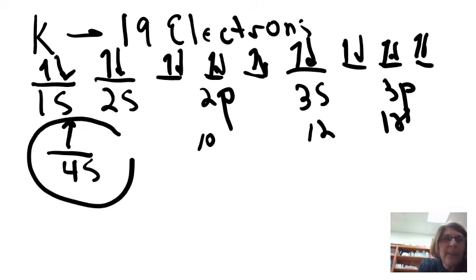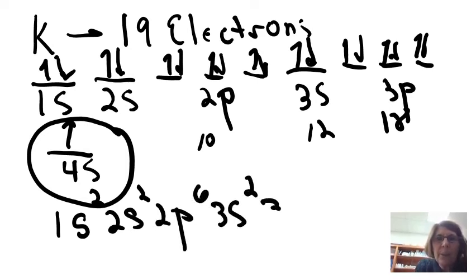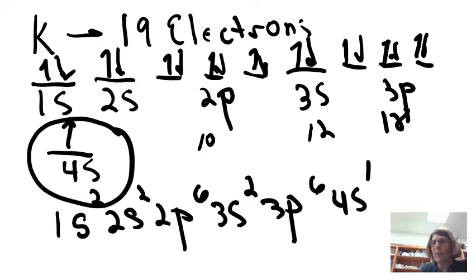So this means it's partially filled, and it doesn't have a pair. So we would say it has one unpaired electron. To write the electron configuration, you can do 1s2, 2s2, 2p6, 3s2, 3p6, 4s1, and that's our electron configuration.